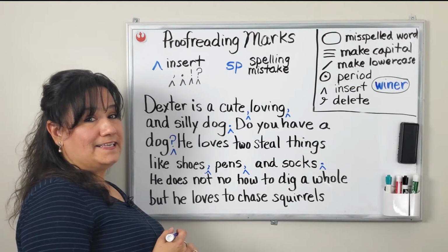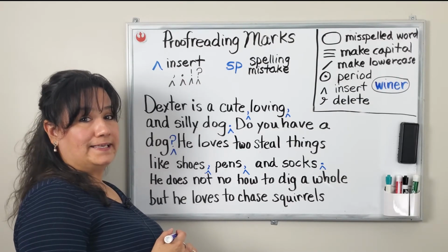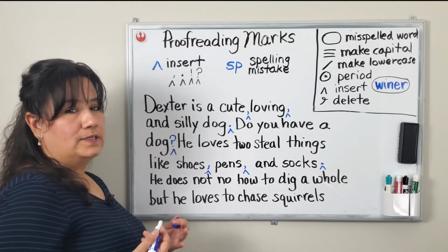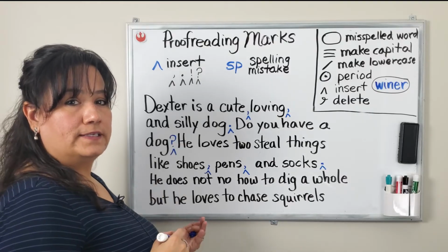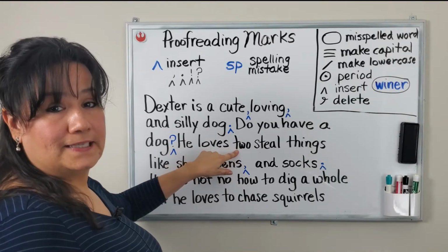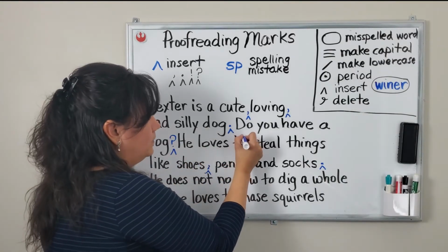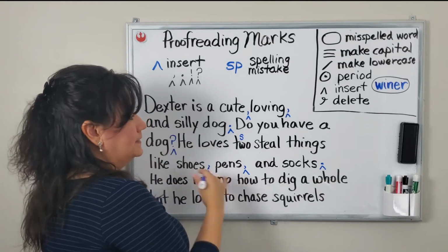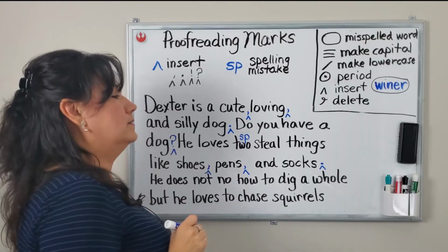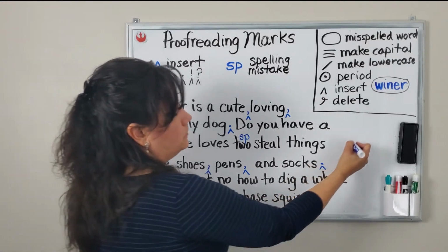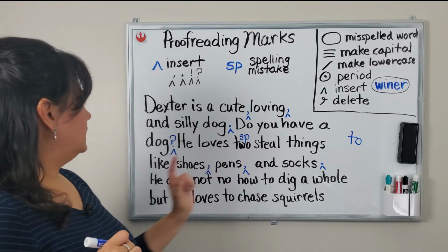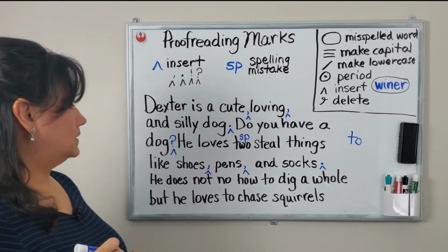If you said yes, we overlooked one thing. There is one spelling mistake. And although it sounds okay, there's something there that is misspelled, and it is the word two. This one is the number 2. So right here we have "to," and this has nothing to do with numbers. My sentence has nothing to do with the number 2. We need to put an SP right on top of it because it should have been T-O. He loves to steal things like shoes, pens, and socks.